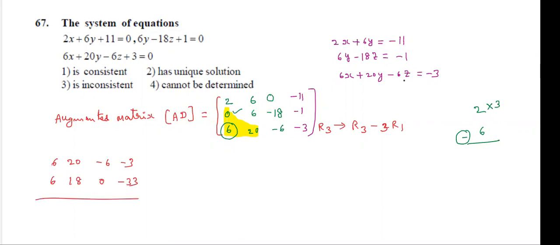Now we can subtract both. Minus, minus, minus into minus is plus. This is 0, this is 2, minus 6, plus 30. So now we can write here 2, 6, 0, minus 11; 0, 6, minus 18, minus 1. Now the third row is going to change. That is 0, 2, minus 6, 30.